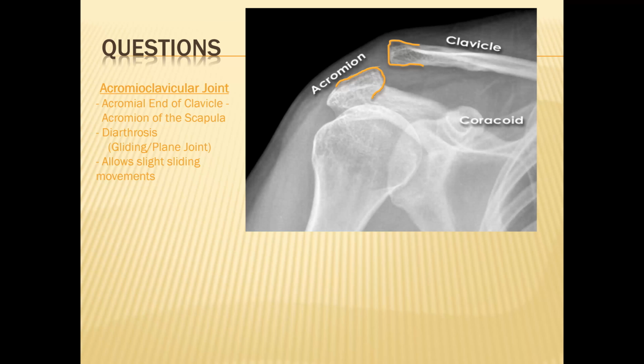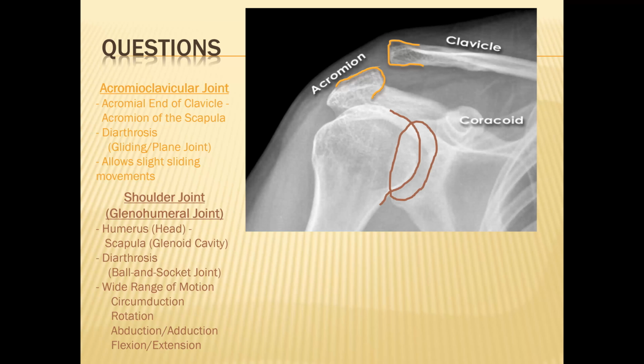The next joint that we can see is what's called the shoulder joint or the glenohumeral joint, and this is between the head of the humerus and the glenoid cavity of the scapula, and these are outlined in brown. This is also a diarthrosis or synovial joint, and this is a type called a ball and socket joint. So this type of joint gives you a wide range of motion. You can do circumduction, rotation, abduction and adduction, and flexion and extension at this joint.